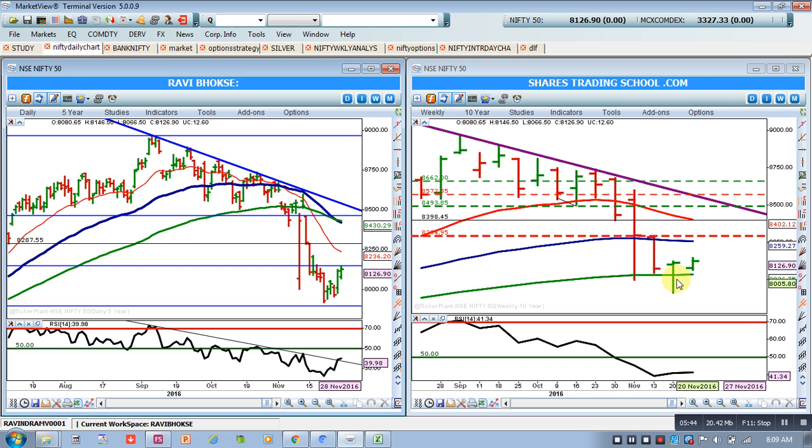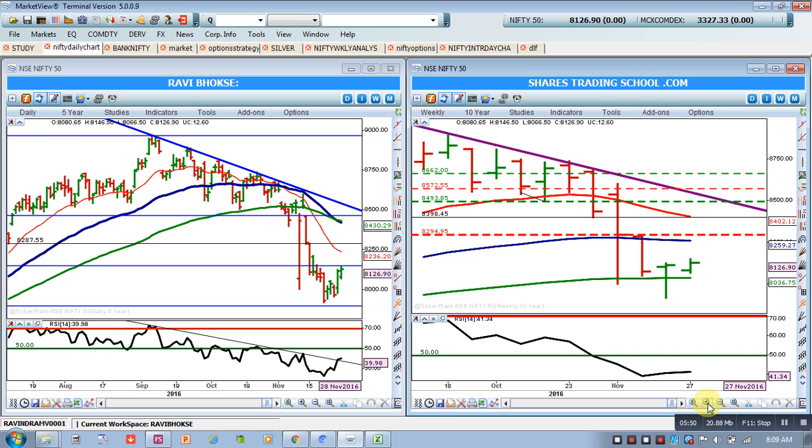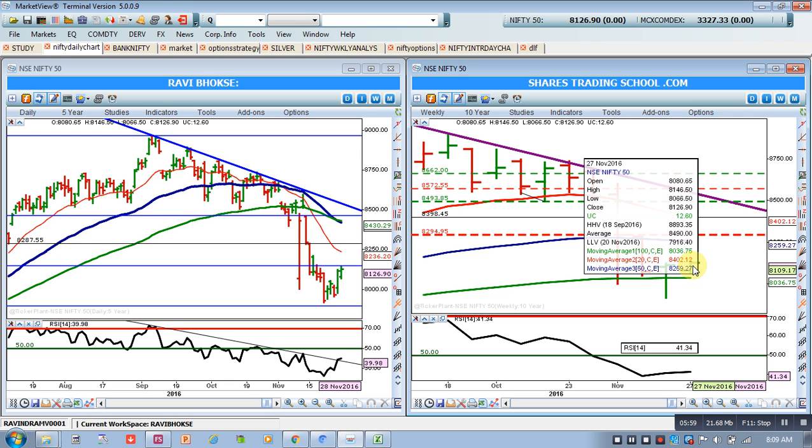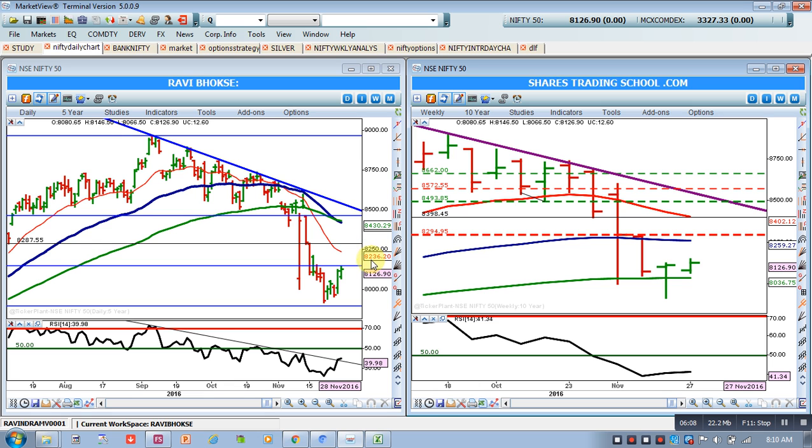Weekly chart analysis says 8,200 and 8,294. You can see this level which we had plotted as a resistance, and here the current 50 EMA is around 8,269. So 8,269 should be the next resistance level. So around 8,236, our daily chart is giving a 20 EMA resistance, and 8,260 is the 50 EMA resistance in the weekly chart.